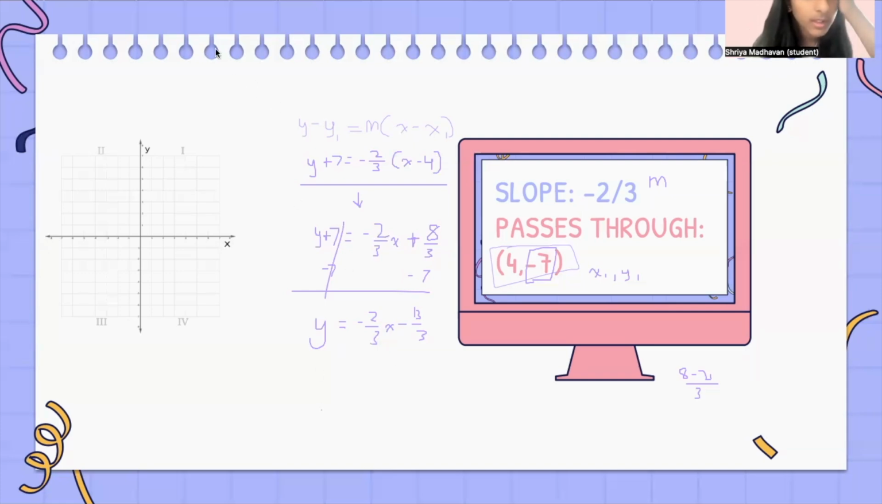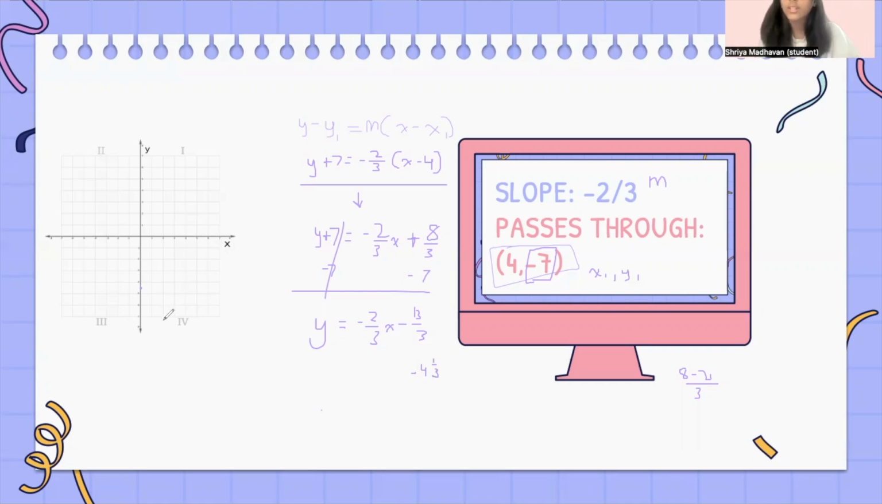Okay. So now essentially what we're going to do is that we are going to plot this. Let's just plot this. So this is going to be approximately negative 4 and 1/3. So negative 4 and 1/3. So about here, I'd say.